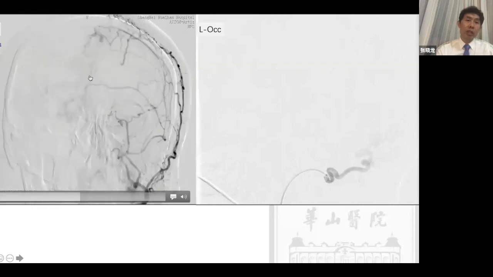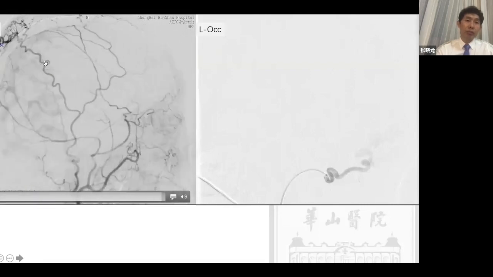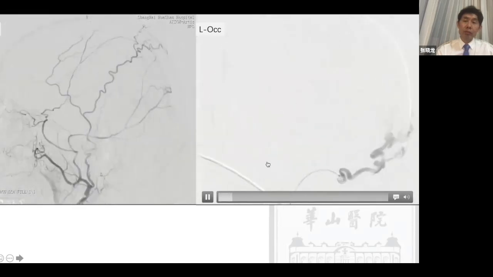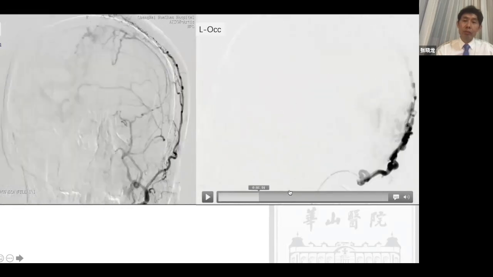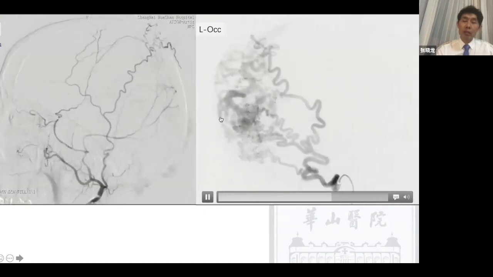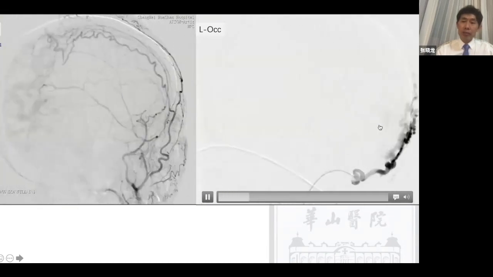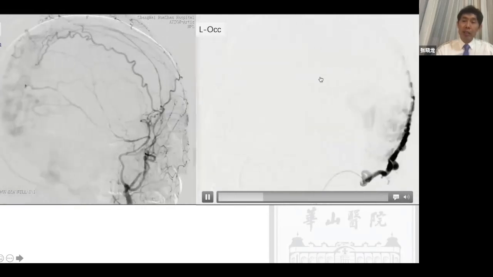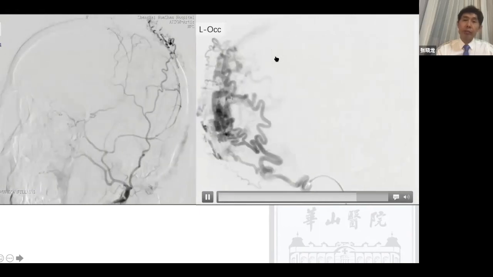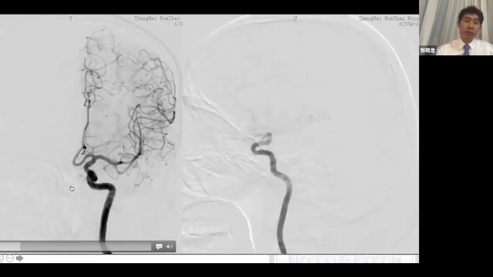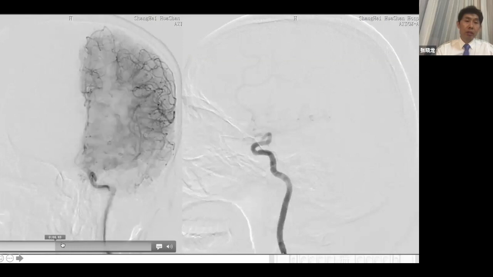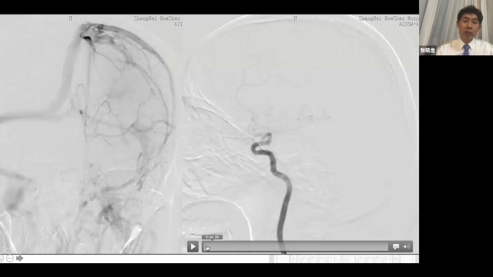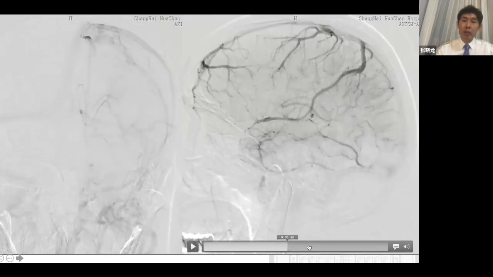The rotation can clearly show, and here is the site of the fistula. It is the branch vein, and this is the reflux of the pure vein. Left internal carotid artery angiography, it's a normal one. So nothing special.